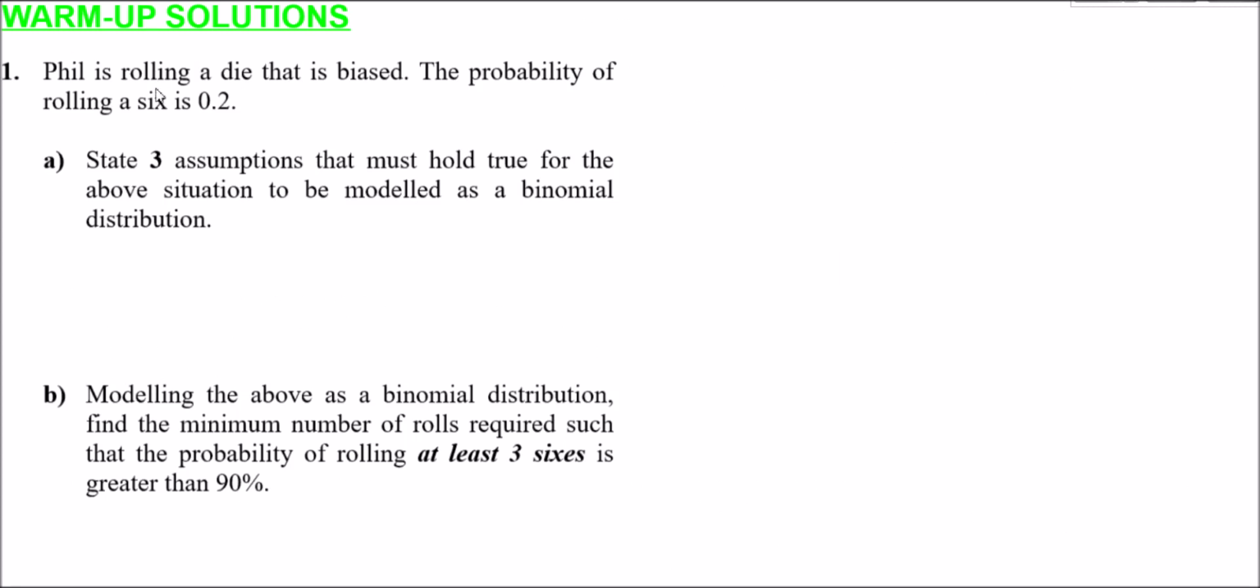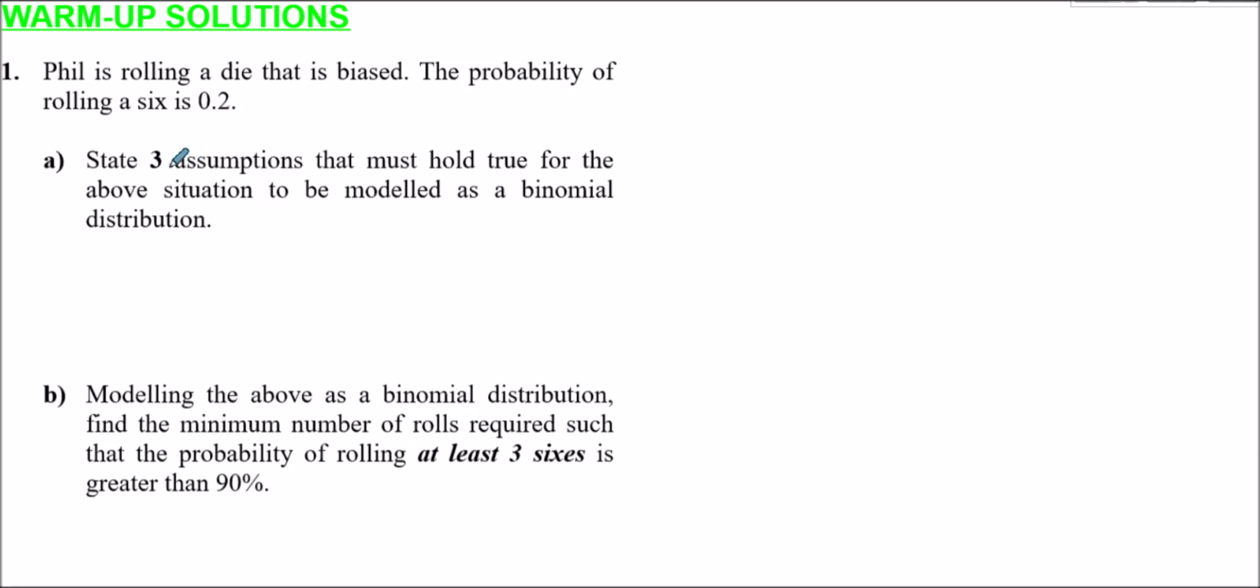So we're told here that Phil is rolling a die that is biased. Now some people say rolling a dice, and that's fine, but technically speaking, a dice is a plural word. So you might have 2 or 3 dice. A die is if you only got 1 of them. It's got numbers 1, 2, 3, 4, 5, 6. However, this one's biased, so the probability of rolling a 6 is 0.2. 1 over 6 is what it normally is if it's unbiased. 1 over 6 is about 0.167. So you're a bit more likely to get a 6 on this biased dice.